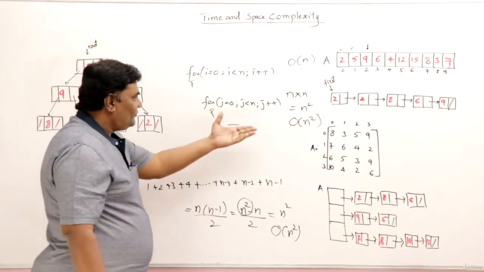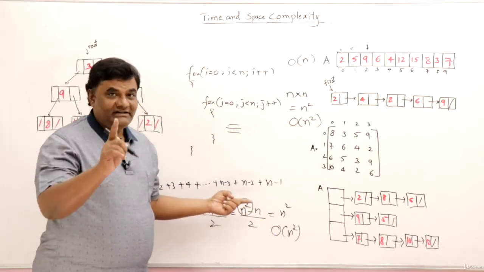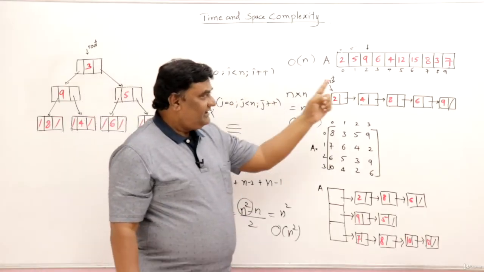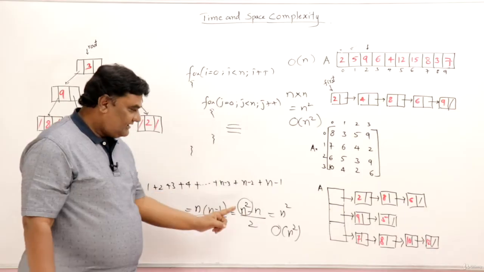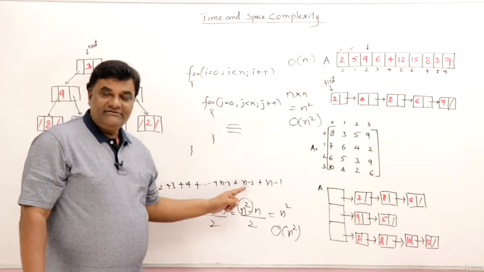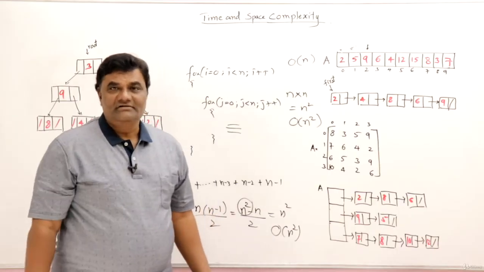So that's the time complexity that we are writing: the degree of a polynomial. This time I have done a detailed analysis and I got a polynomial, and for that I got a function. The degree of that function is n square. So the time is n square.